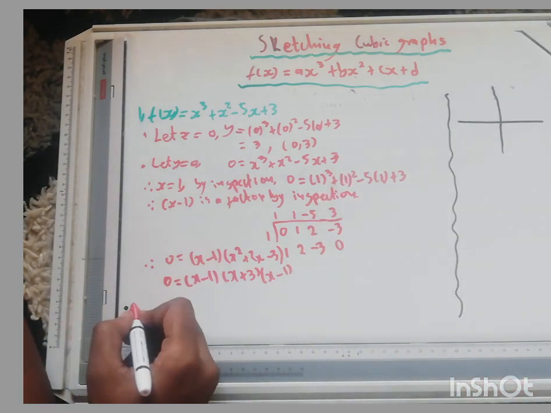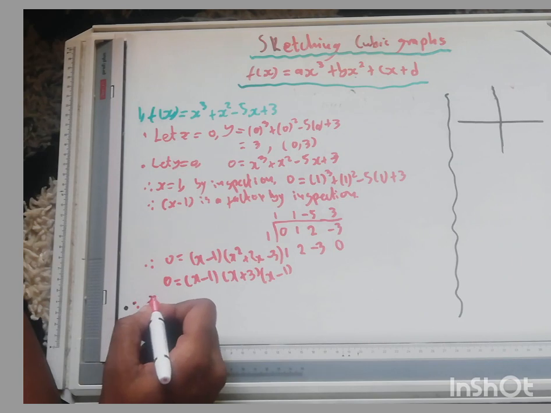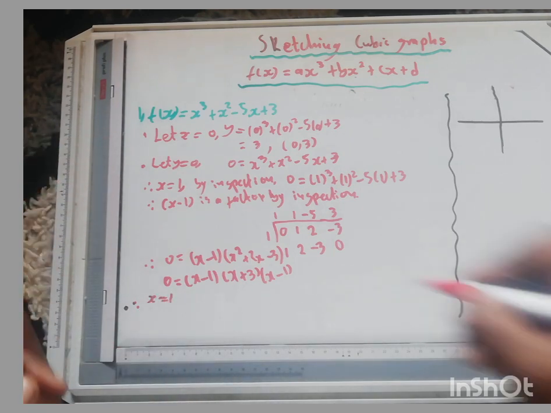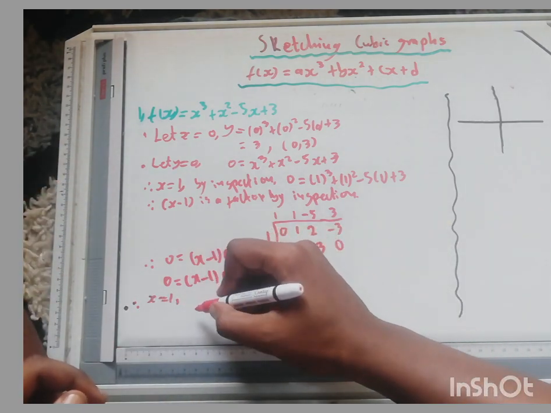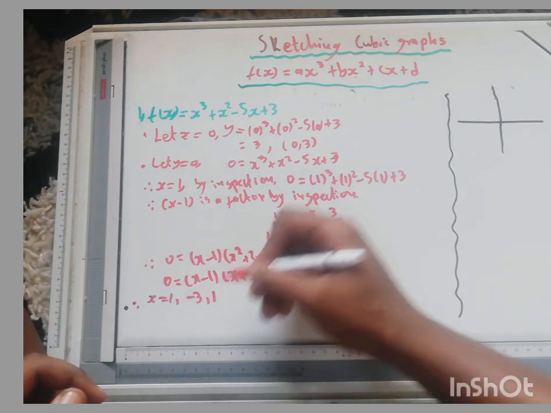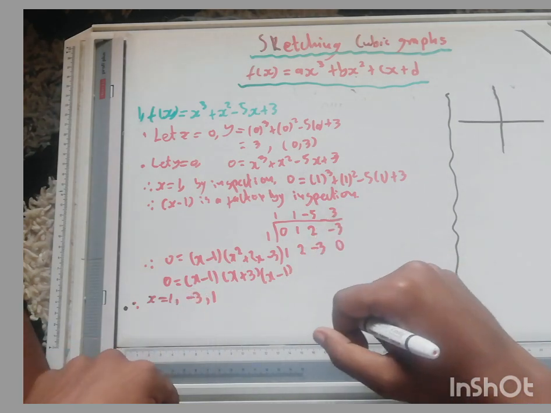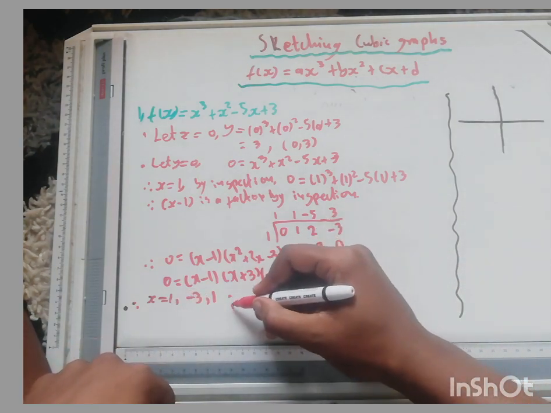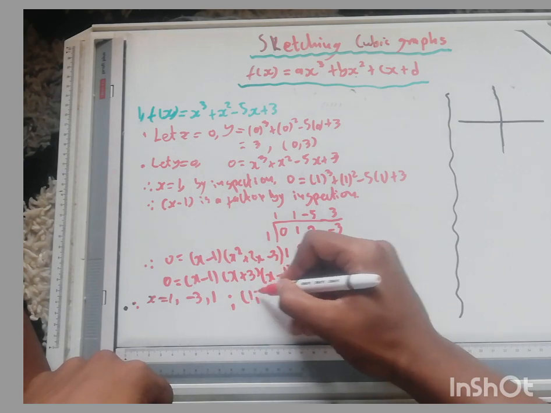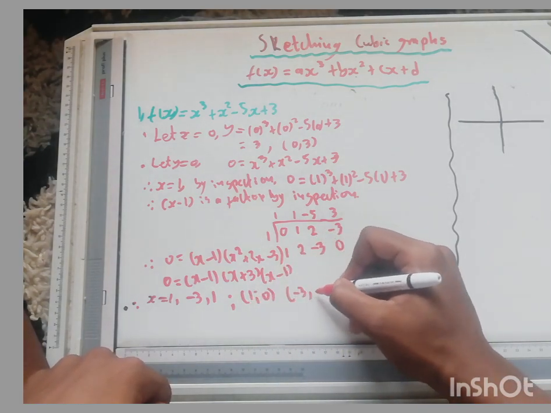Therefore, the x-intercepts of your function will be x equals 1, which is the one we found by inspection, and x can also equal negative 3, and x can also equal 1 again, because you have two 1s. And then it means that the intercepts will be (1, 0), and the other one will be (minus 3, 0).